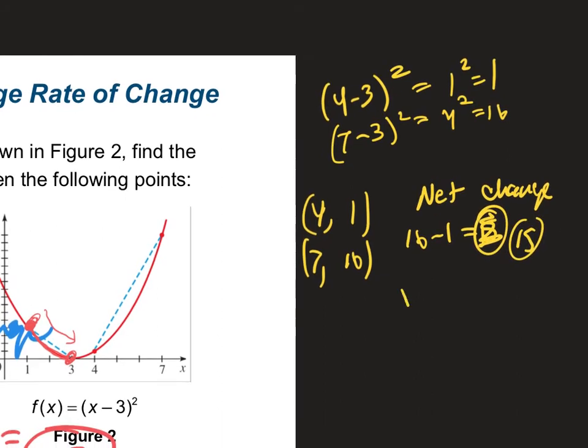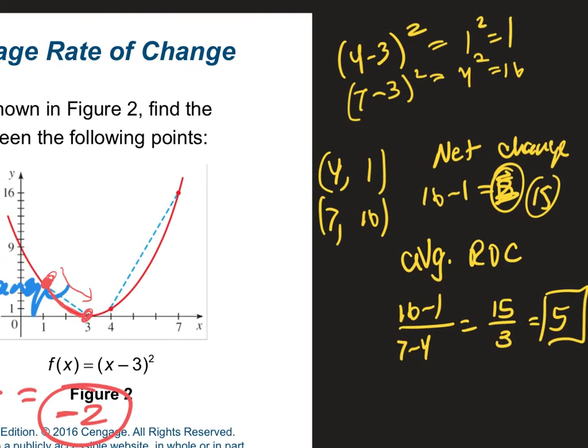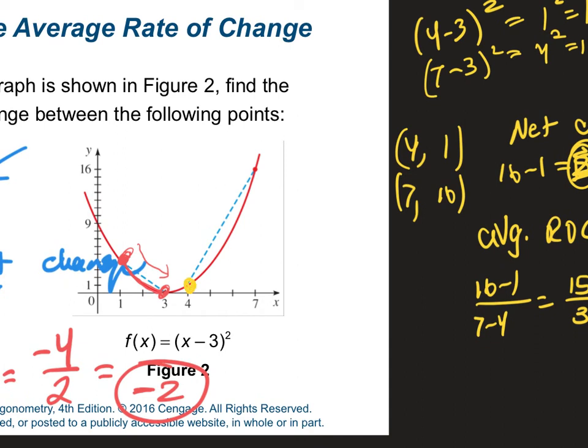The average rate of change would be 16 minus 1 over 7 minus 4. So 16 minus 1 is 15 over 7 minus 4 is 3. The average rate of change is 5. Does that make sense? From this point to here, what is my function doing? It's going in which direction? It's going up.